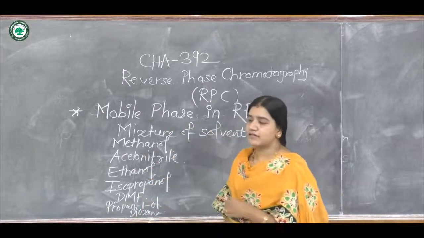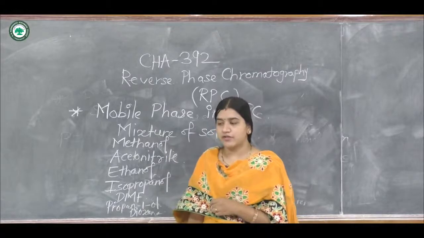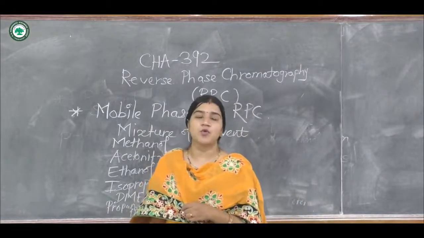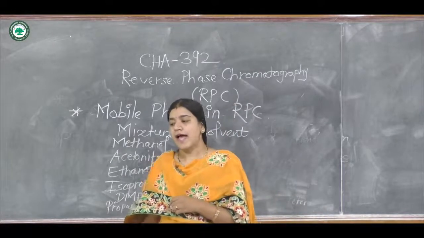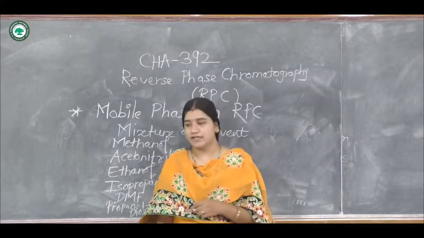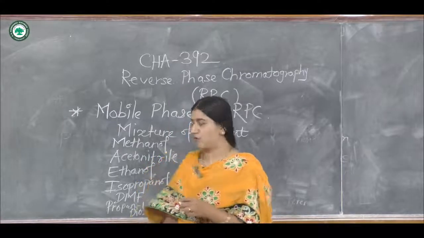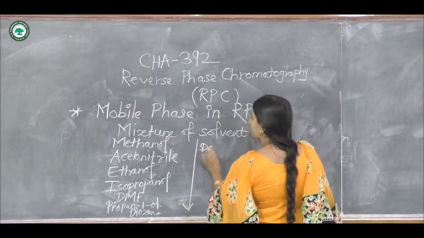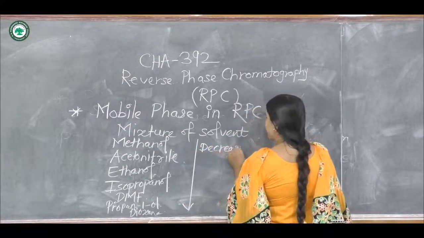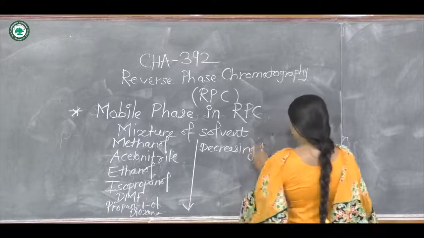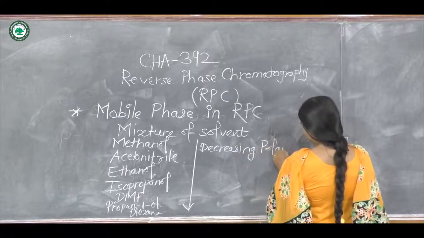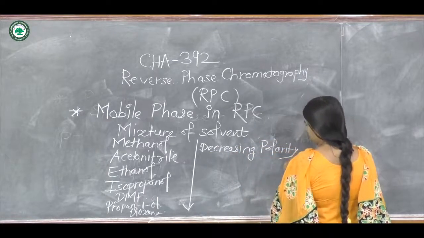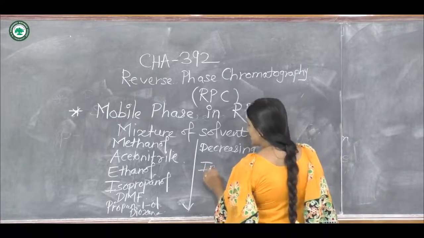So it is the sequence of different solvents which are used as a mobile phase in RPC as per their decreasing polarity and increasing elution power. This sequence is arranged as per the decreasing polarity and increase in the elution power.